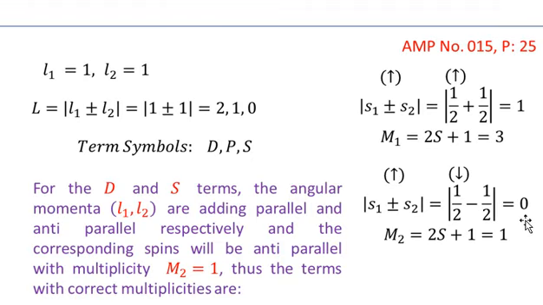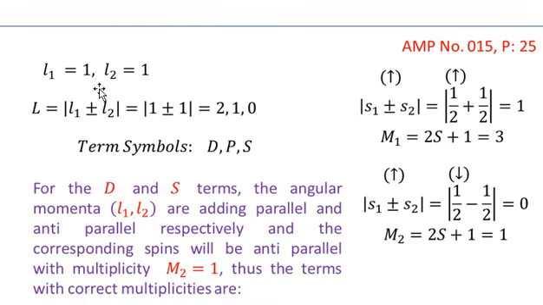So capital S is equal to 0 over here, and the multiplicity, which we are regarding as M2, is equal to 2S plus 1. Putting the value of S equal to 0 over here, the multiplicity of this state becomes equal to 1. So now we have two multiplicities: M1 is equal to 3 and M2 is equal to 1, corresponding to the two cases where the two electrons have the same spin and where the two electrons are in opposite spin.